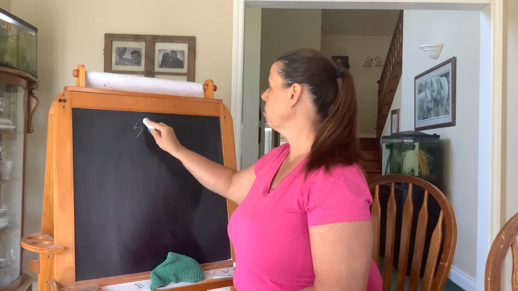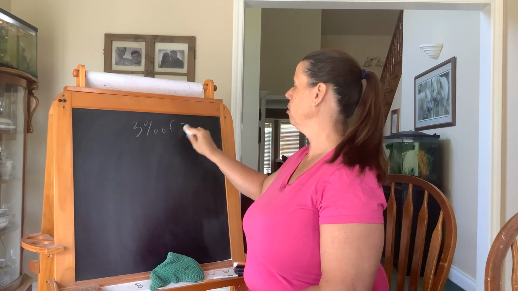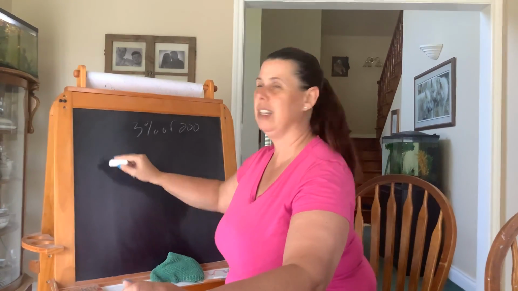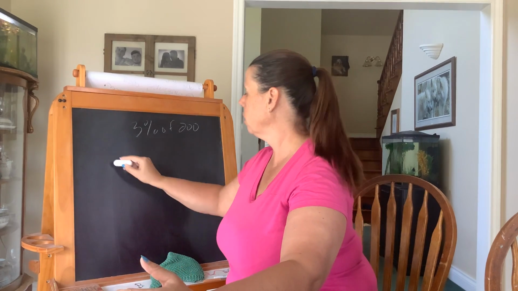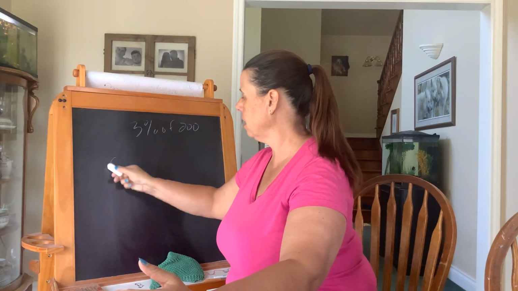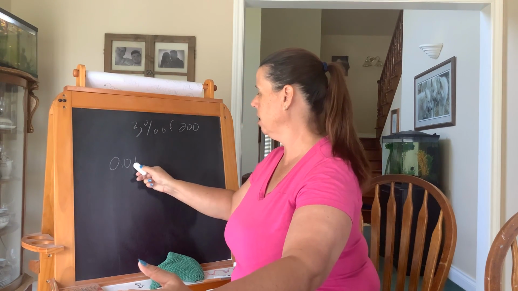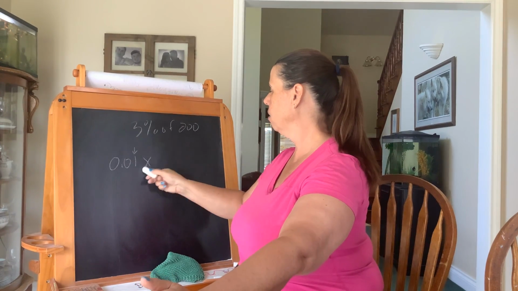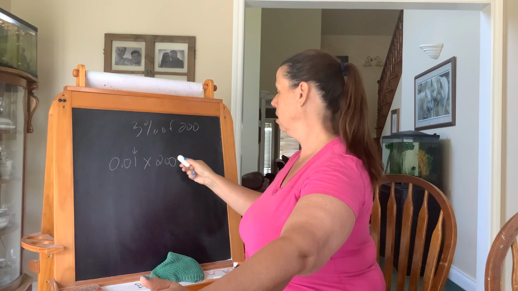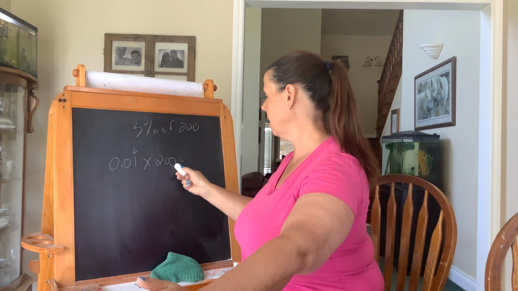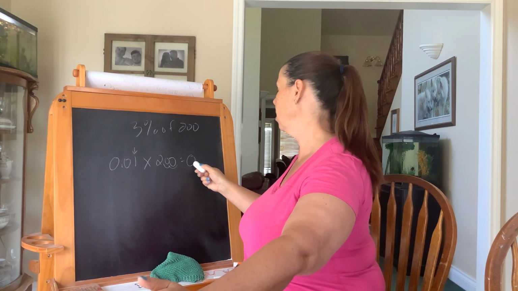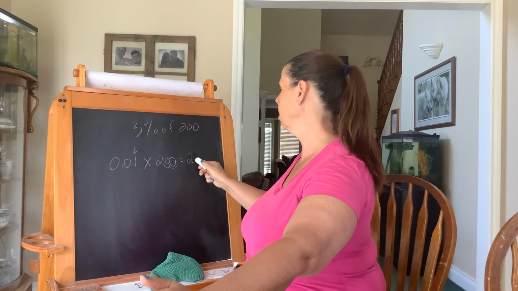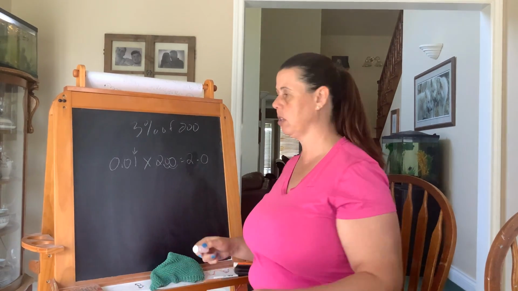So they want 3% of 200. Okay, so we already found 1%. But let me do it again, because I forget. Okay, so 1% is 0.01. That's 1%, 1/100th of 200. So I have 2 places, I skip it 2, oh, that's right. And my 1% of 200 is 2.0. Okay, I remember now.